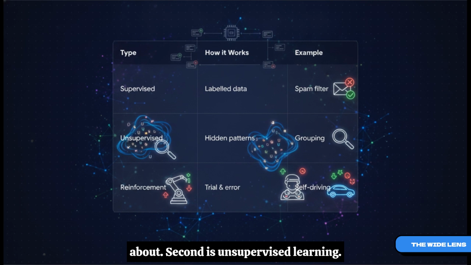Second is unsupervised learning. Here, no correct answers are given at all. The machine just looks at raw data and finds hidden patterns on its own, which businesses use for things like grouping customers based on buying habits. And third, reinforcement learning. This is learning by pure trial and error. The AI gets rewards for good actions and penalties for bad ones. That's the logic behind self-driving cars and game-playing AI like AlphaGo.